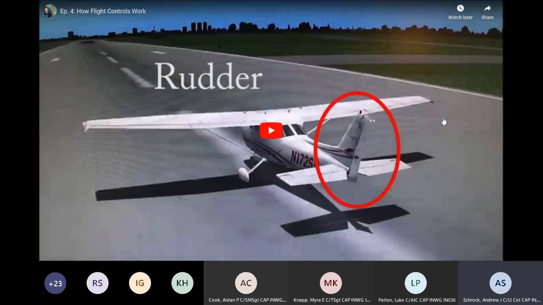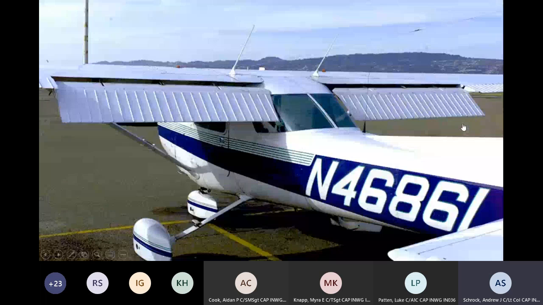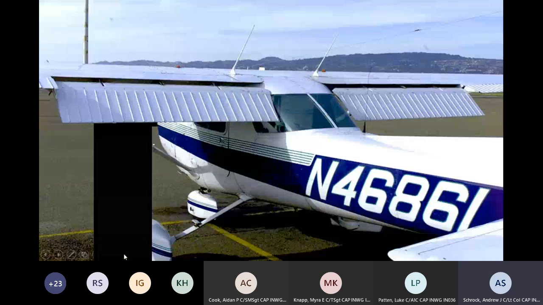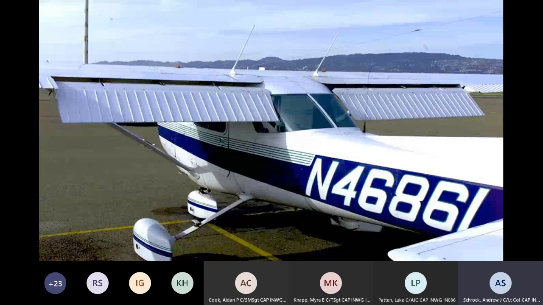So you could see all of the control surfaces actually working and see what they do. I thought that was a pretty neat video that you all could kind of see it in action and how the airplane responds to all of those. So we're going to go ahead and move on to the flaps.